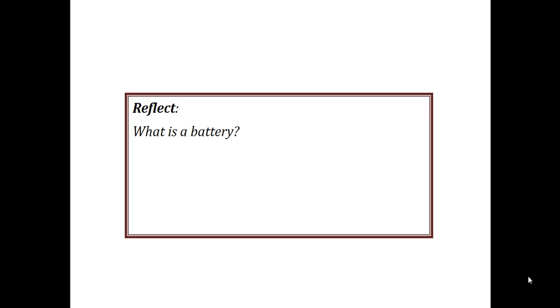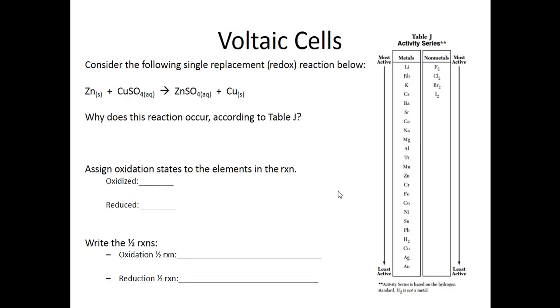So let's take a deeper look. As we look at what is a battery, we have to think about a voltaic cell. Most batteries that we deal with are voltaic cells. So I want you to consider the following single replacement reaction, looking at zinc and my copper sulfate. So looking at these two things, why does this reaction occur?